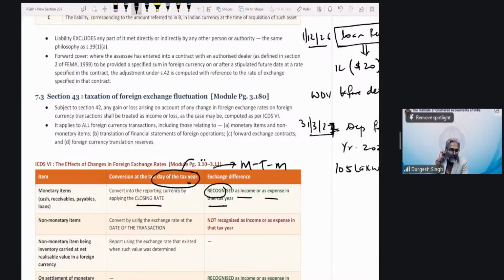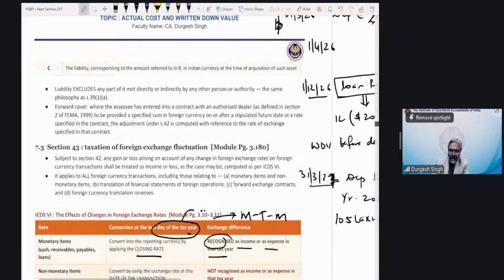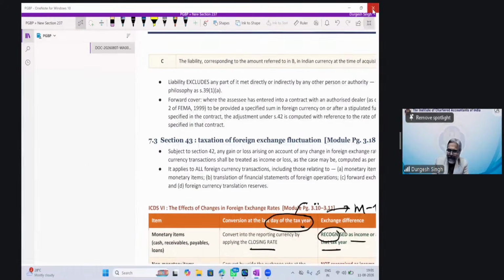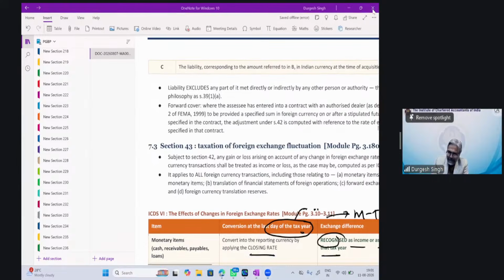Is that point clear to all of you, students? Every one of you? I hope that all of you are clear with this one. This is what you have to be clear about, students. Only for the monetary items, just remember this one. The rest of it is not relevant. Just remember this particular part. Whether realized or unrealized gain or loss, which one?